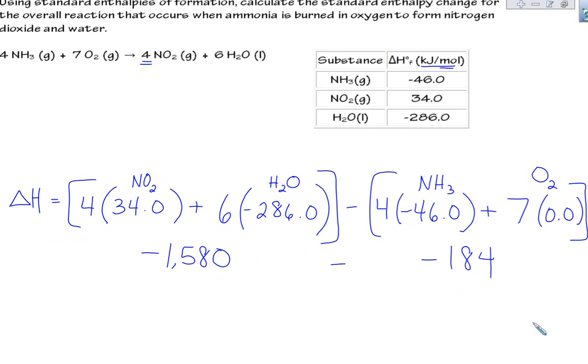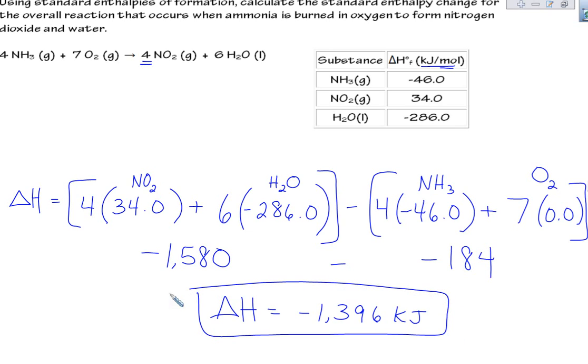Like they'll have it all set up right. This delta H is still exothermic, negative 1,396 kilojoules. There it is. Using enthalpy of formation values to calculate the energy change of a chemical reaction. Super easy, right? And again, maybe something that you've done before. That would be kind of handy. Okay, let's try another one.